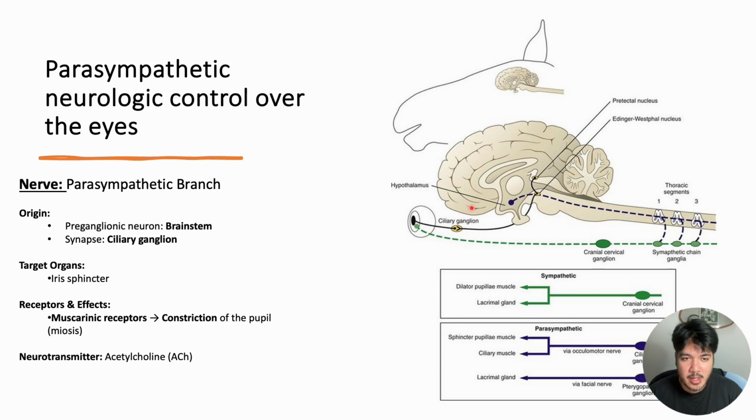In terms of your parasympathetic control over the eye, again, it starts from your brainstem, so that's the preganglionic fiber. It synapses at the level of something called your ciliary ganglion, and from there, the postganglionic fibers target your iris sphincter. Now, the receptor is a muscarinic receptor because it's parasympathetic, and if you remember, for parasympathetic the neurotransmitter is acetylcholine, which results in constriction of your pupil. What stimulates this reflex is light.